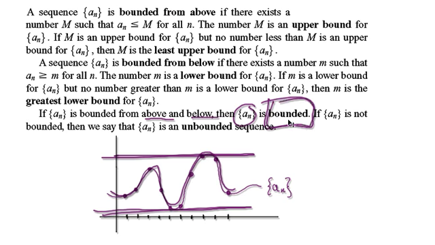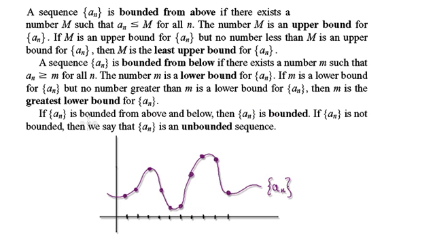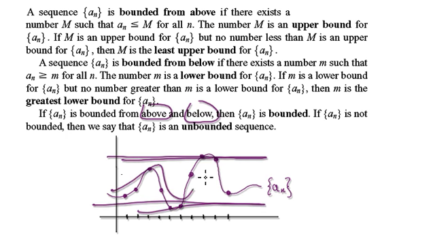Okay, so that's what it's saying. If it's bounded from above and below, meaning it's trapped within a tunnel, then we say that this sequence is bounded. Okay.